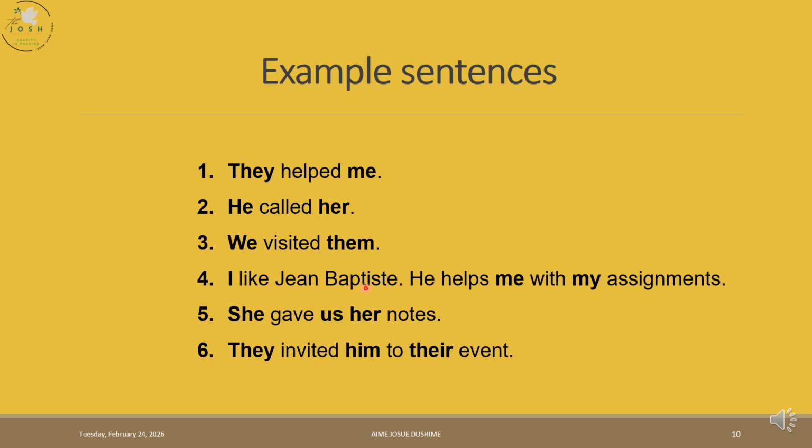I like Jean-Baptiste. He helps me with my assignment. I like Jean-Baptiste. I here is a subject, like is a verb, Jean-Baptiste is here as an object. I can say I like him. Then he replaces who? Jean-Baptiste. Helps me. This me is coming from this I. With my assignment. This my also is coming from this I. As a possessive adjective, this is an object pronoun, this is a subject pronoun.